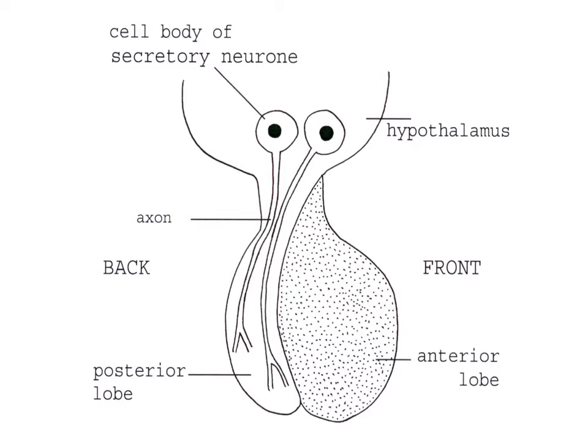And because posterior lobe hormones are produced in the nerve cells, the process is termed neurosecretion. So here we can see in this diagram that there are cell bodies of secretory neurons in the hypothalamus. The axons of these cell bodies pass down the pituitary stalk, and the hormones are actually released from the posterior lobe of the pituitary gland.